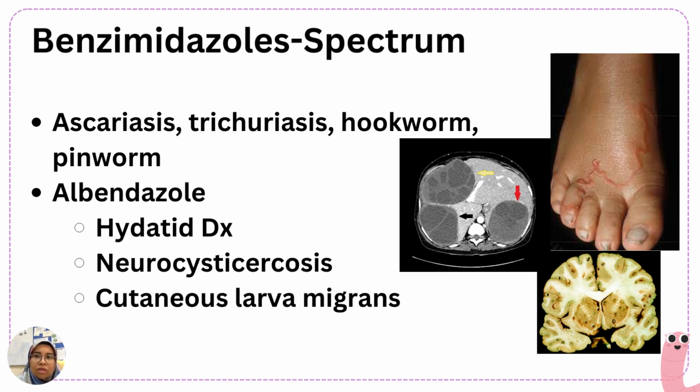And we also have neurocysticercosis. You all know this is an infection caused by the tapeworm Taenia solium. Taenia solium is from pork, and Taenia saginata is from beef. And also, you can use it for cutaneous larva migrans. You can see cutaneous larva migrans under your skin.